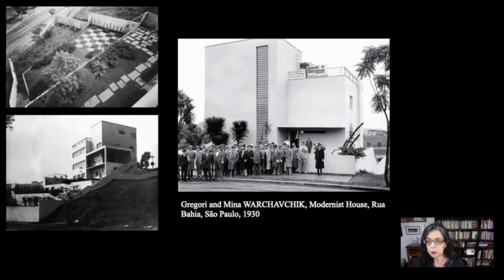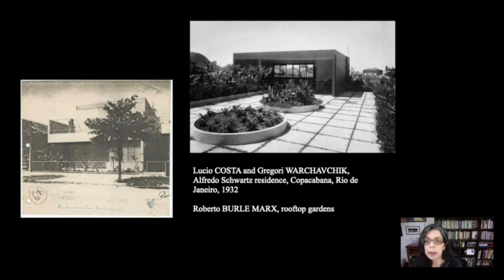In 1932, when Lúcio Costa and Warshawski worked together in a residential project for the Schwartz family in Copacabana, Rio de Janeiro, they invited Roberto Burle Marx to create the landscape design. Thus, in his first experience as a landscape architect, Burle Marx created a garden similar to Mina Warshawski's, with geometrical plant beds and aesthetical use of native flora, enhancing the effects of modern architecture and connecting local nature with modern forms.